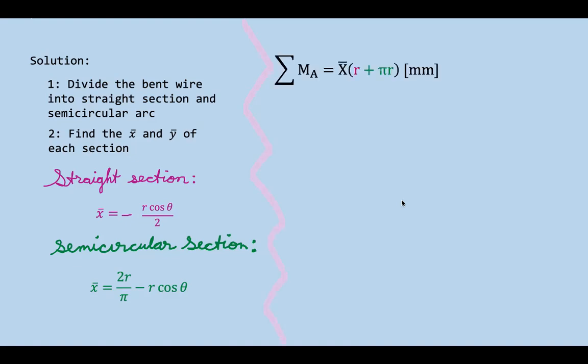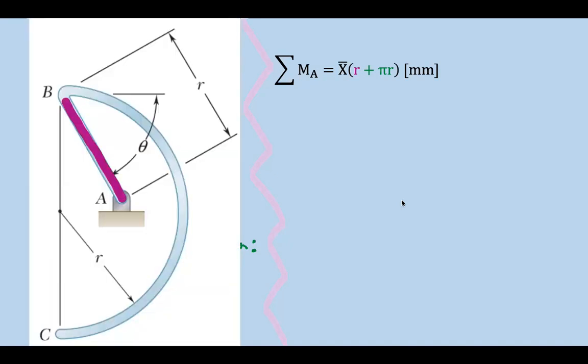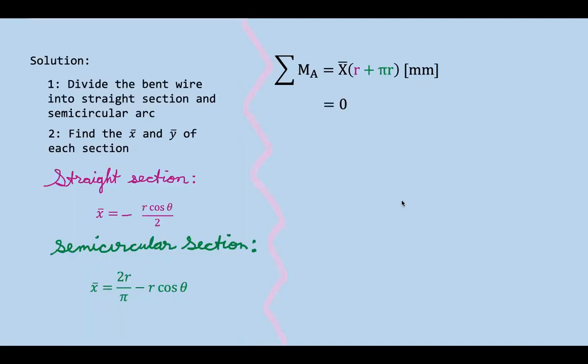The sum of the moments about A will be equal to the x bar of the whole centroid times the length of the purple section, which is r, plus the length of the green semicircular arc, which is pi r, which is equal to 0. The sum of the moments about A has to be equal to 0. And this is in turn equal to the x coordinate of each centroid multiplied by the length of the wire at each point.